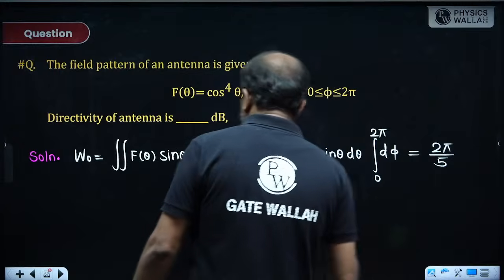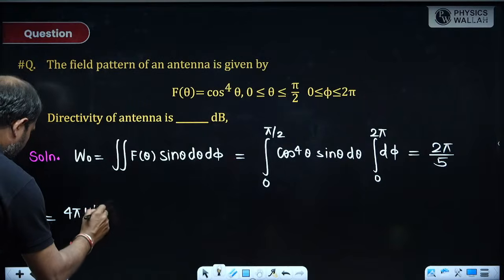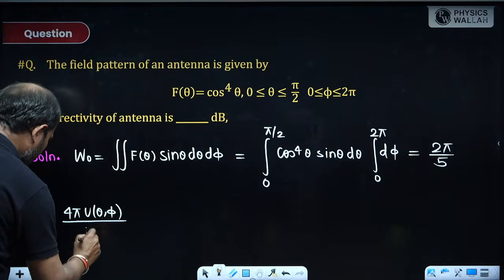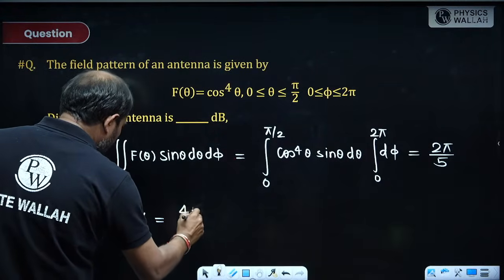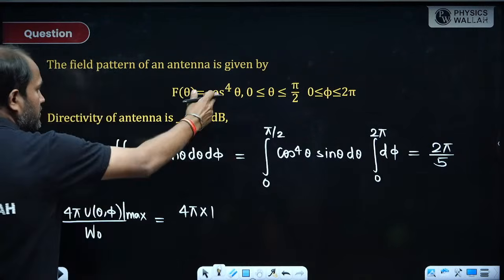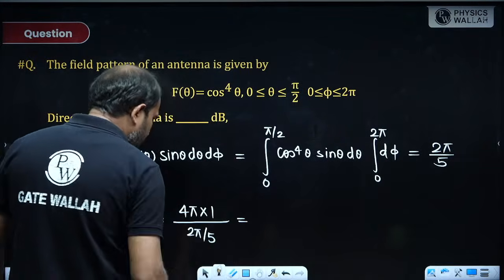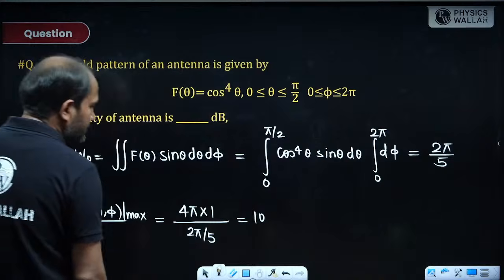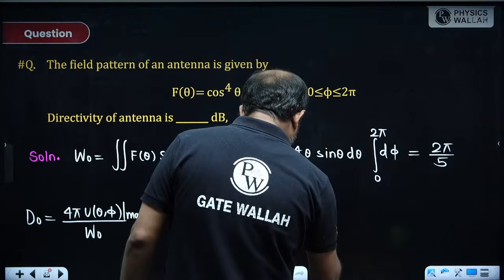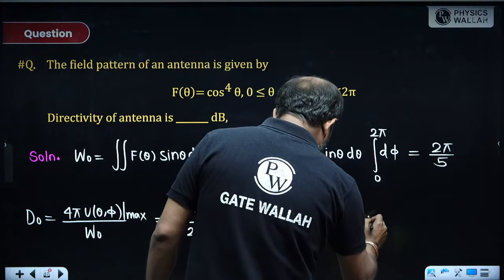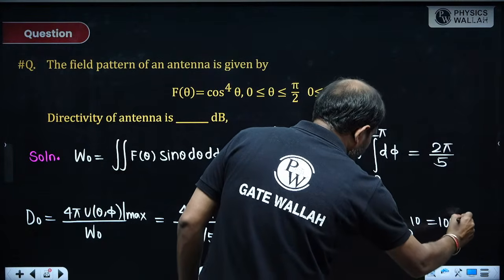Then we have directivity, 4 pi into U theta phi upon W0. This one is the maximum value. So 4 pi U theta phi maximum value is 1 and W0 is 2 pi by 5. So it will be 10. In dB, directivity in dB is equal to 10 log 10, which will be 10 dB.